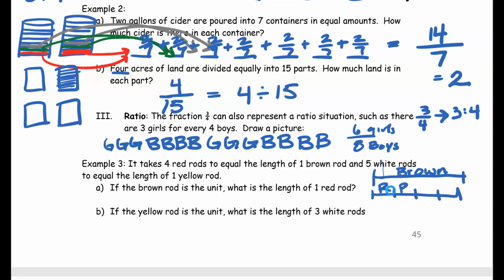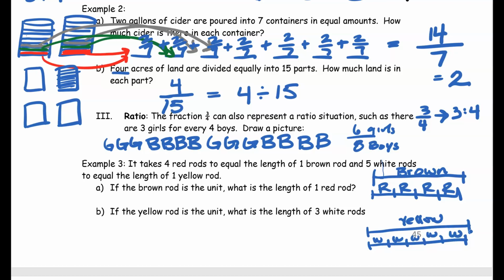So red, red, red, red. So there are 4 reds for 1 brown. And then it says there are 5 whites to equal 1 yellow. So we'll call this yellow. And then we'll say white, white, white, white, and then white.